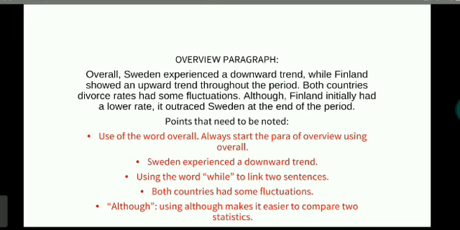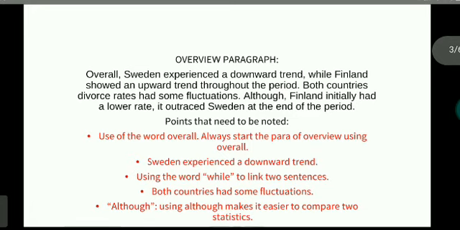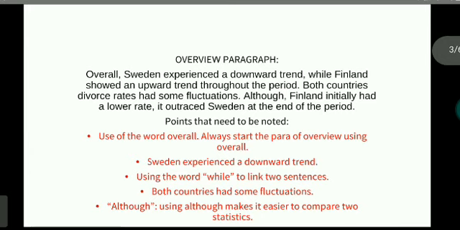So although, Finland initially had a lower rate. Although Finland, which is the blue bar, initially had a lower rate than Sweden. So the blue is lesser than red in 2011. Although Finland initially had a lower rate, it outraced. So in 2015, Finland outraced Sweden. Although Finland initially had a lower rate, it outraced Sweden at the end of the period. Full stop.